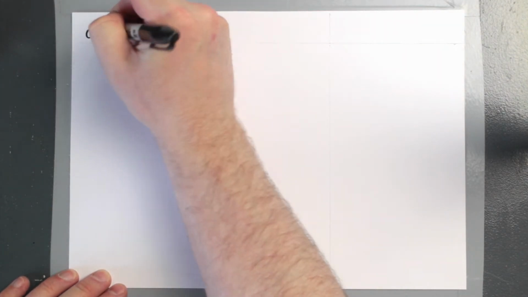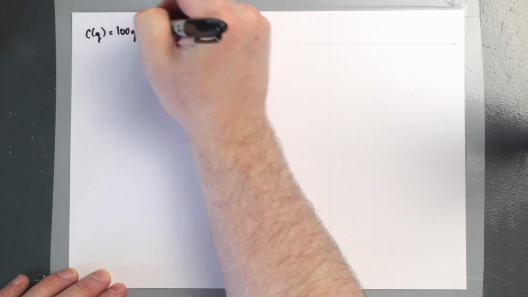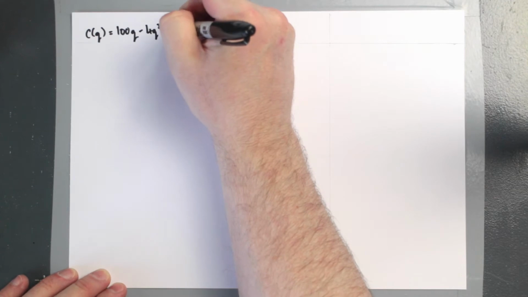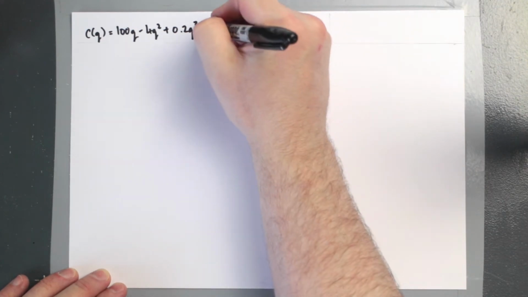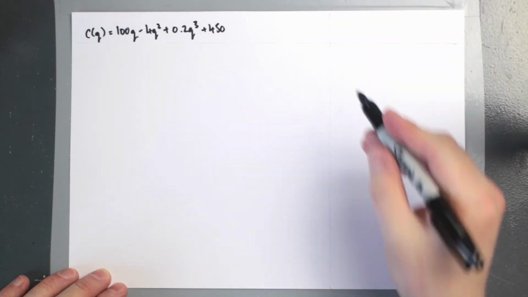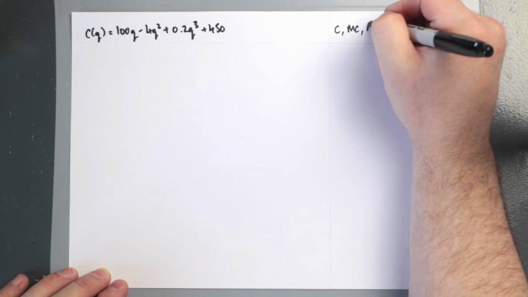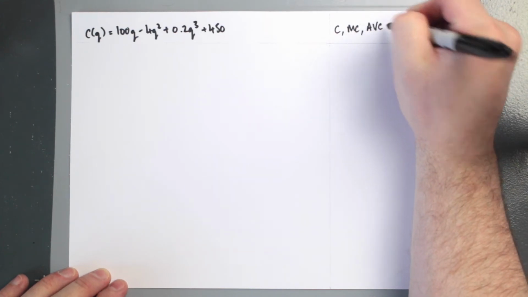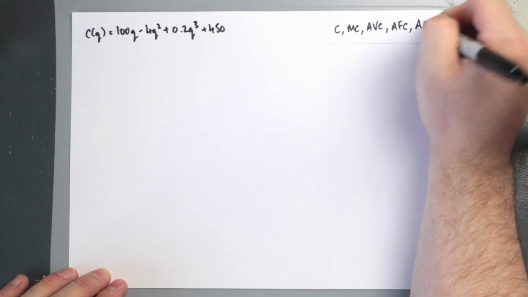Okay, so let's have a look at this problem we've been given. We've been given a cost function. C of Q is equal to 100Q minus 4Q squared plus 0.2 Q cubed plus 450. And we want to produce diagrams of the cost function itself, of the marginal cost, and various average cost functions. So average variable cost, average fixed cost, and average total cost.